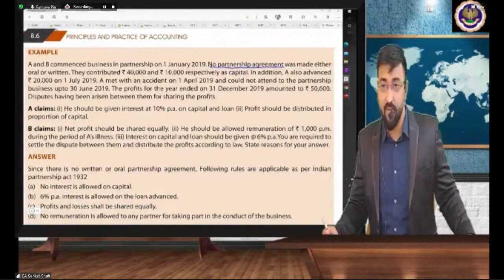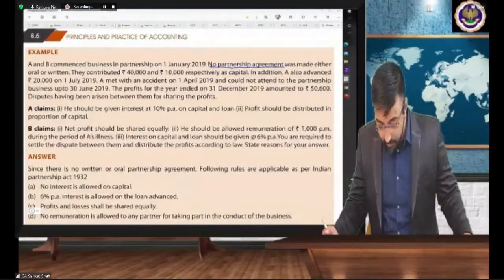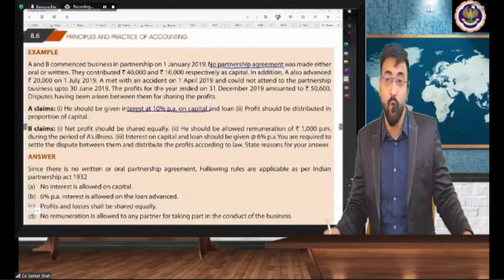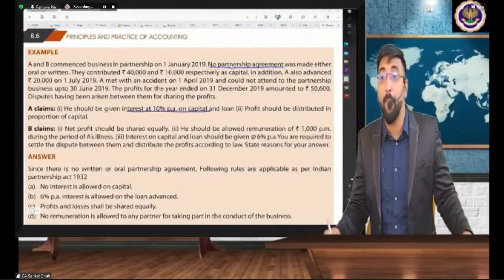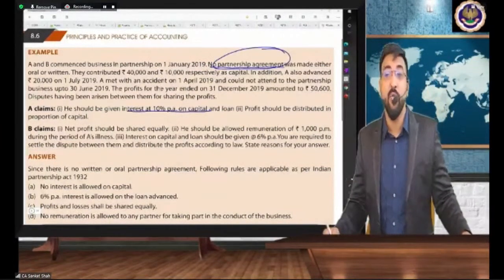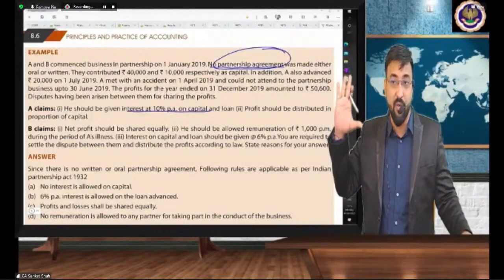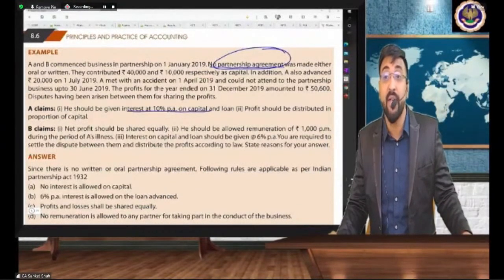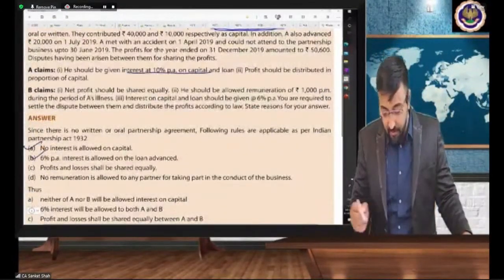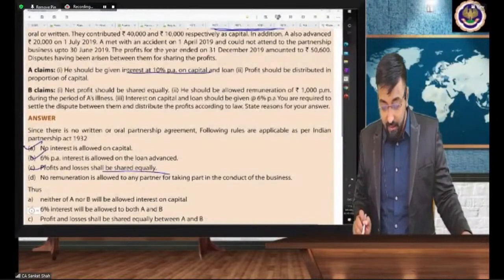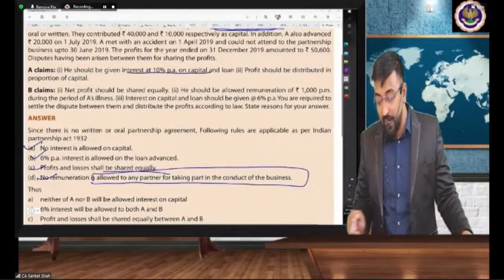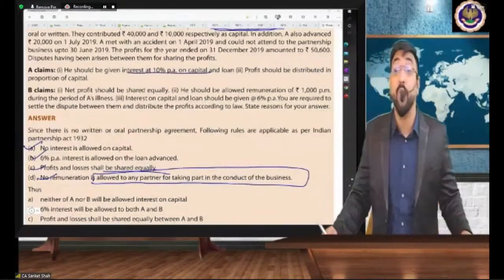What do you think? A claims he should be given interest at the rate of 10% on capital and loan, and profit should be in proportion of capital. Beta, there is no partnership agreement. Such a question ICAI will test for 5 marks. Okay. So what is your thinking? No interest is allowed on capital, loan 6% interest, profit and losses equally, and no remuneration is allowed to any partner for taking part in the conduct of business.